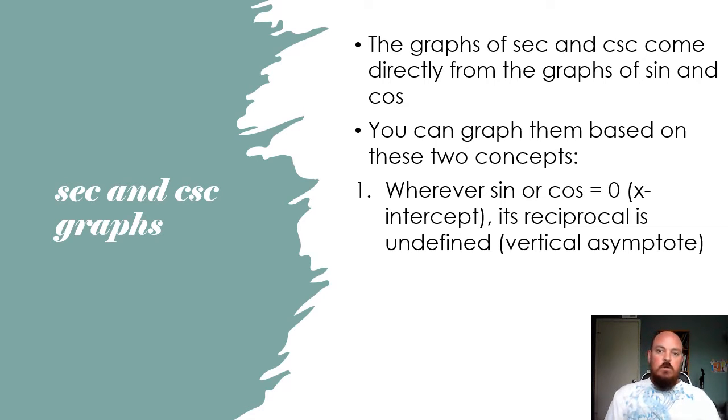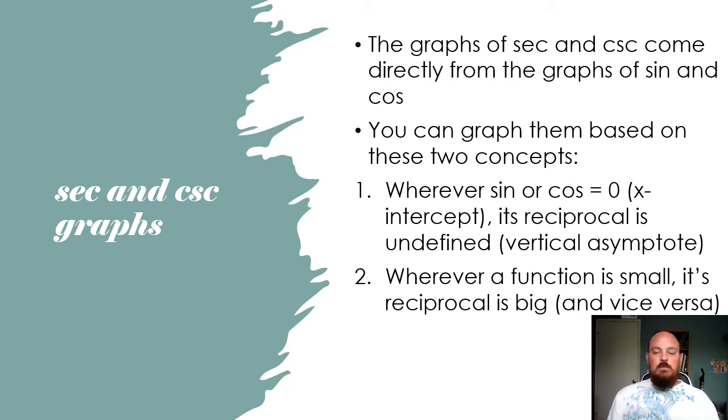Number one, wherever sine or cosine is 0, and that would be an x-intercept on the graph. These graphs oscillate up and down, up and down, up and down. Every time they cross over the x-axis, that's where that function equals 0. Well, where a function is 0, its reciprocal is undefined, and that's going to give you a vertical asymptote there.